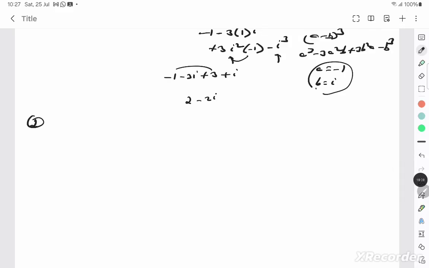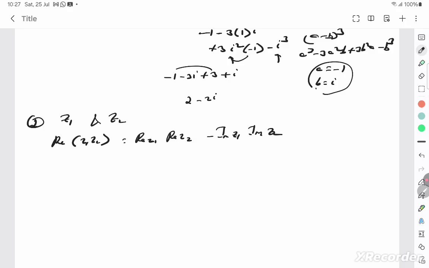So for any two complex numbers z1 and z2, prove that the real part of z1 z2 is equal to real part of z1 times real part of z2 minus imaginary part of z1 times imaginary part of z2. First of all, you should assume the complex number z1 to be a plus ib and z2 to be x plus iy, so that we can proceed. And you want to multiply z1 and z2.